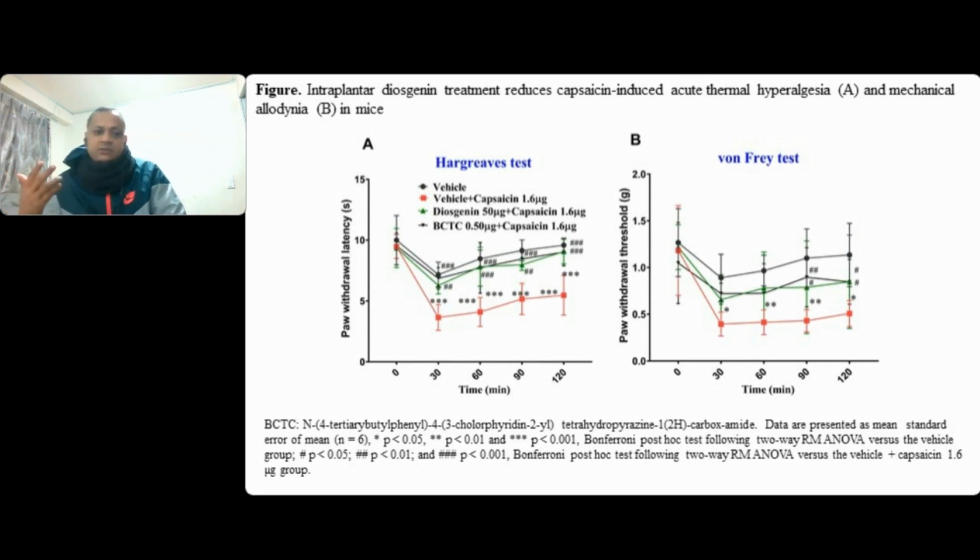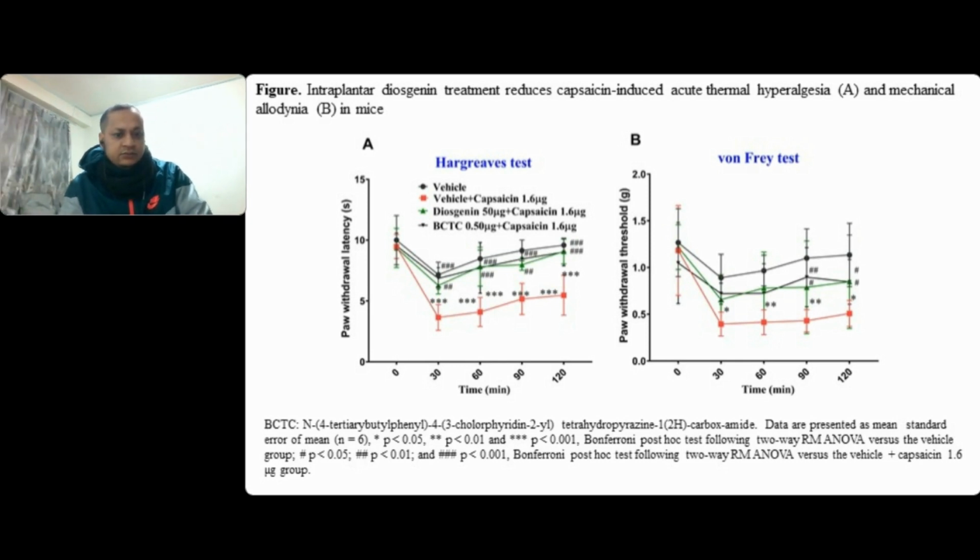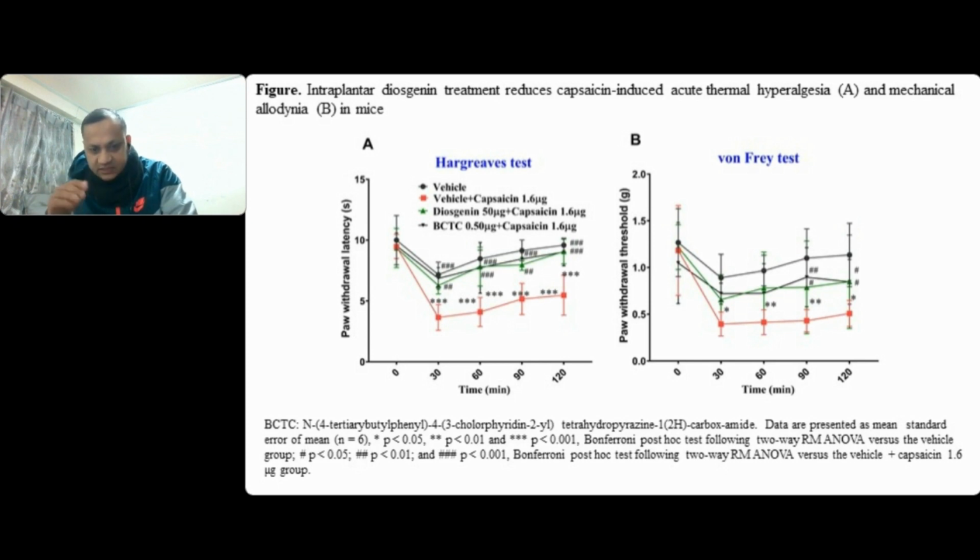You can ask why do we use capsaicin? Capsaicin is the agonist of the TRPV1 ion channel, and BCTC is the antagonist of the TRPV1 ion channel. So we used BCTC as the standard, and we used capsaicin to sensitize the TRPV1 ion channel, and BCTC to block the TRPV1 ion channel.